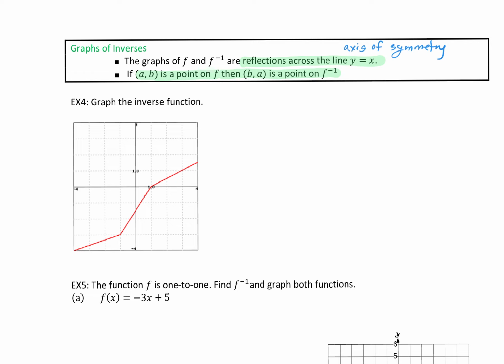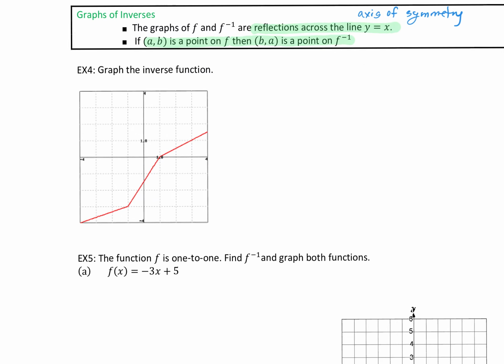Regardless, let's look at example 4. We're going to graph the inverse function of the function that we have on this graph, but we don't have the function, we just have the graph. So remember, we do have our axis of symmetry, and our axis of symmetry is going to be the line y equal to x. So y equal to x is just a diagonal line that goes through the origin, like so. So again, this is our axis of symmetry.